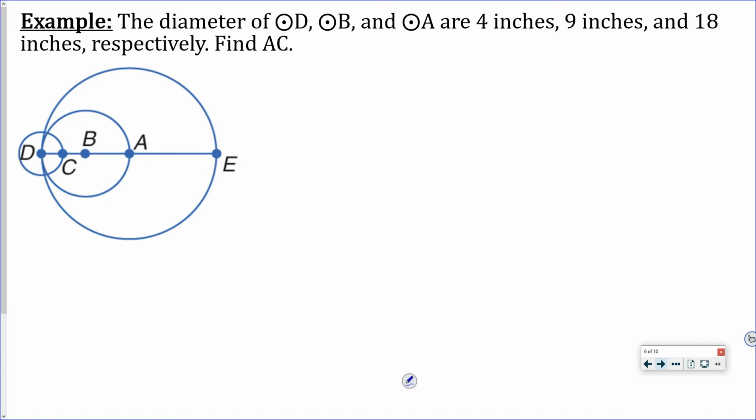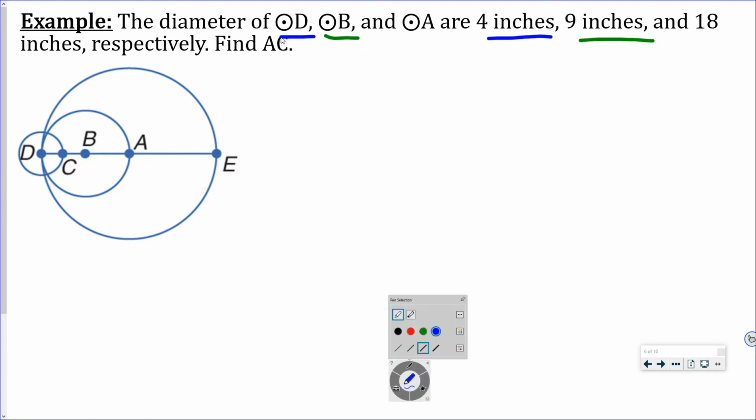All right, the diameters of circle D, circle B, circle A are 4, 9, 18 inches respectively. Do you guys know what respectively means? In that order. So the diameter of D is 4. B is 9. A is 18. Okay, so let's go through and label it. So circle D. Oh, what's this cute little circle right here?